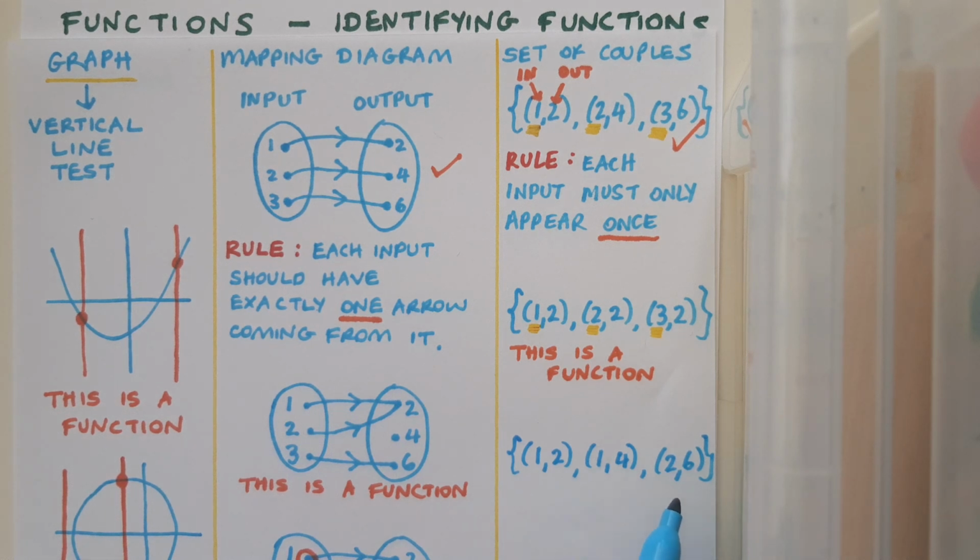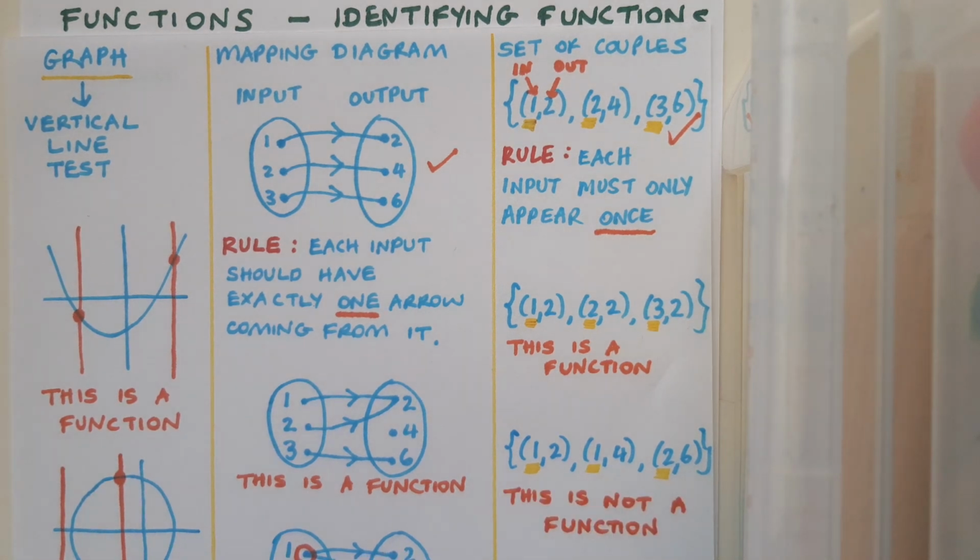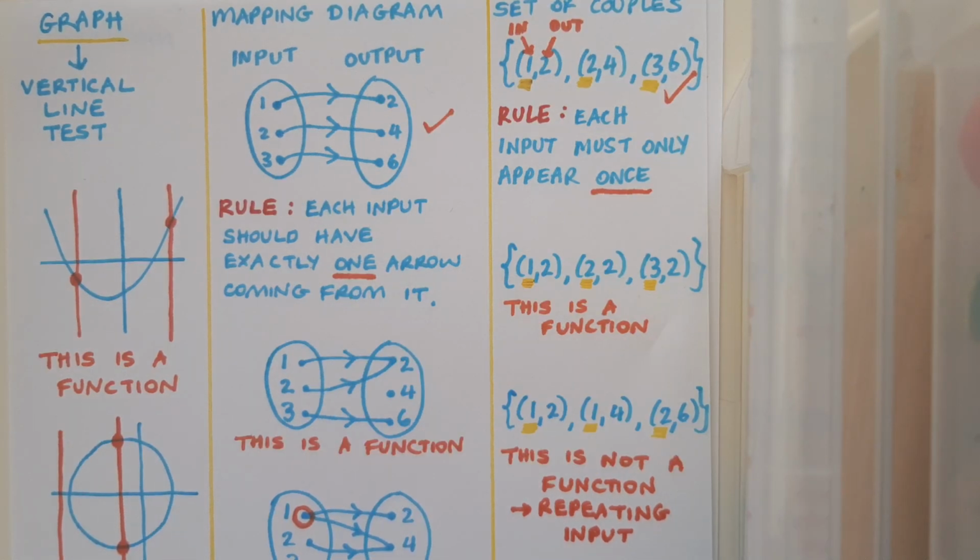What do you think about this example? Is it a function or not? If I focus on the inputs, 1, 1, 2. The input 1 repeats itself. That means this is not a function. If you're asked to give a reason in this case, you would simply say this is not a function because there is a repeating input.